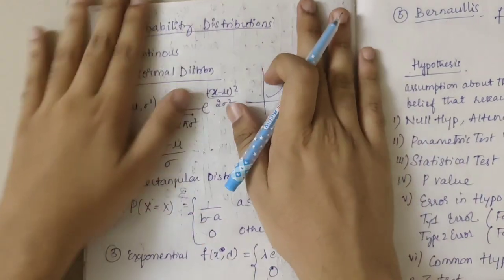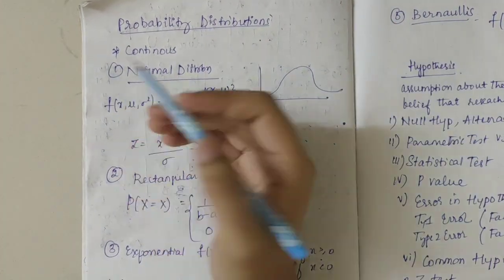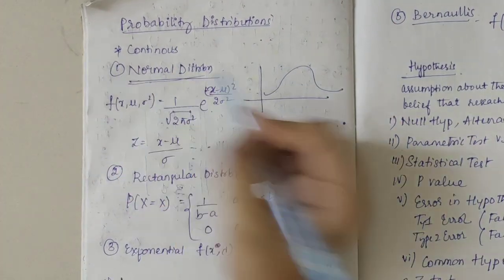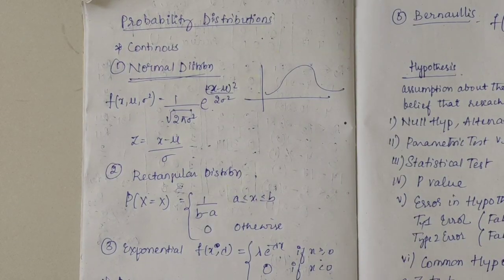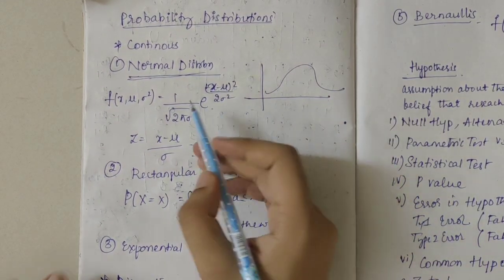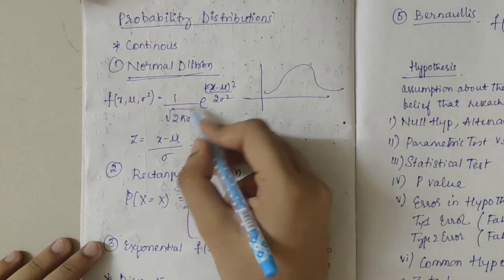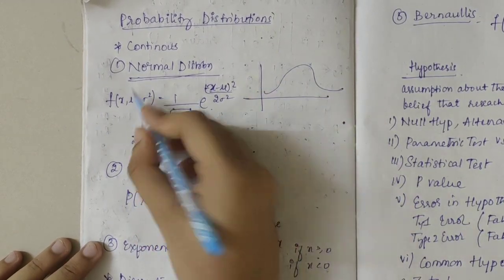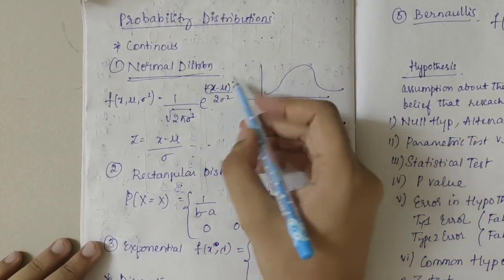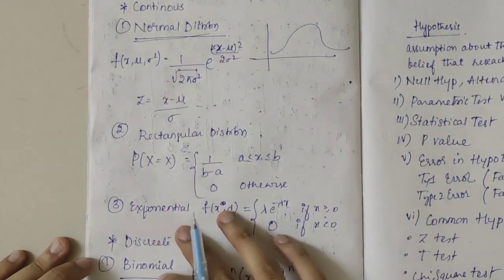now we'll be looking into the probability distributions. So under continuous probability distribution, we have 3 types. The first one is normal distribution. Normal distribution has the bell curve shaped graph, right? We have studied this in our 4th sem. The same formula, z is equal to x minus mu by sigma. Here instead of z, they have taken sigma square, x minus mu whole square by 2 sigma square. So this is the formula for normal distribution.